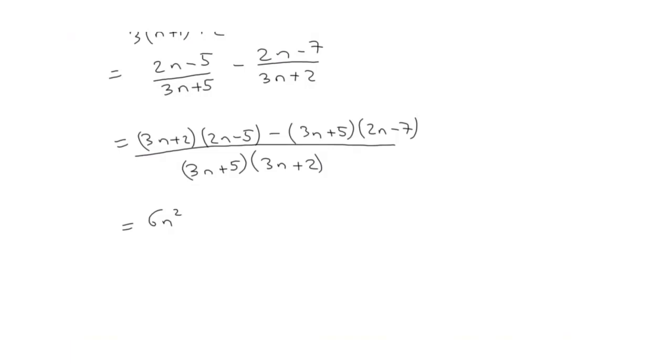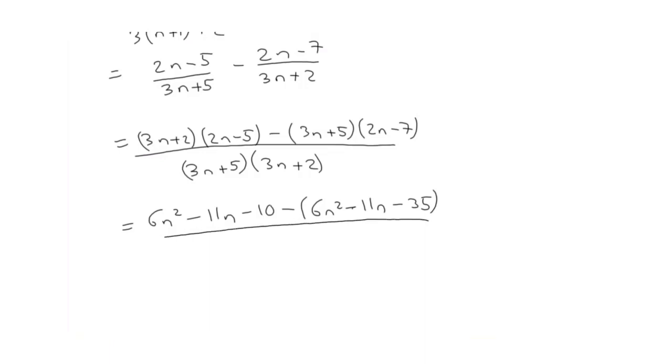3n times minus 5 minus 15n. 2n times 2 is 4 plus 4n, so that's minus 11n. 2 times minus 5 is minus 10, minus, don't forget the bracket. 3n times 2n is 6n squared. And you've got 3n times minus 7 is minus 21n. 5 times 2n is plus 10n, so minus 21 plus 10 is minus 11n. And you've got 5 7s are 35, so that must be minus 35.